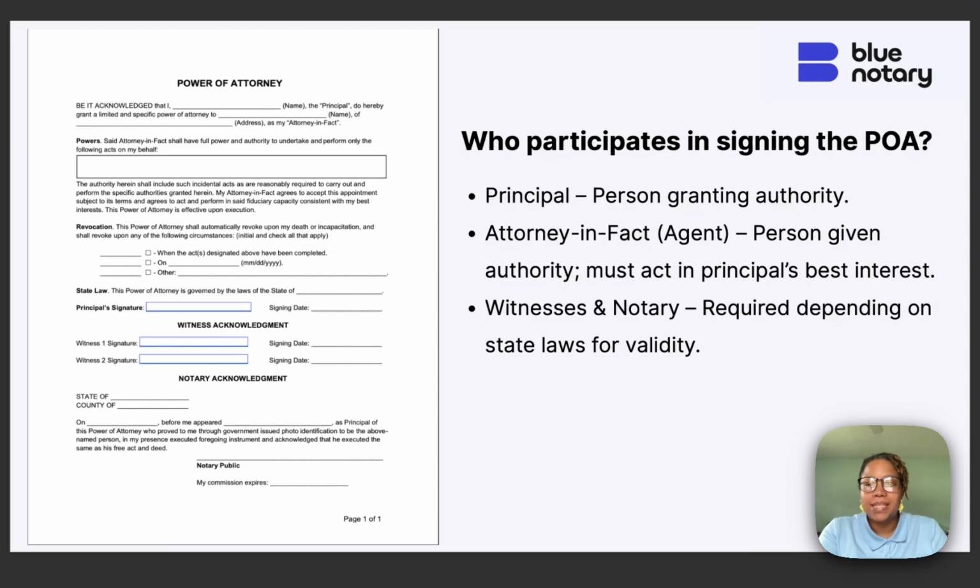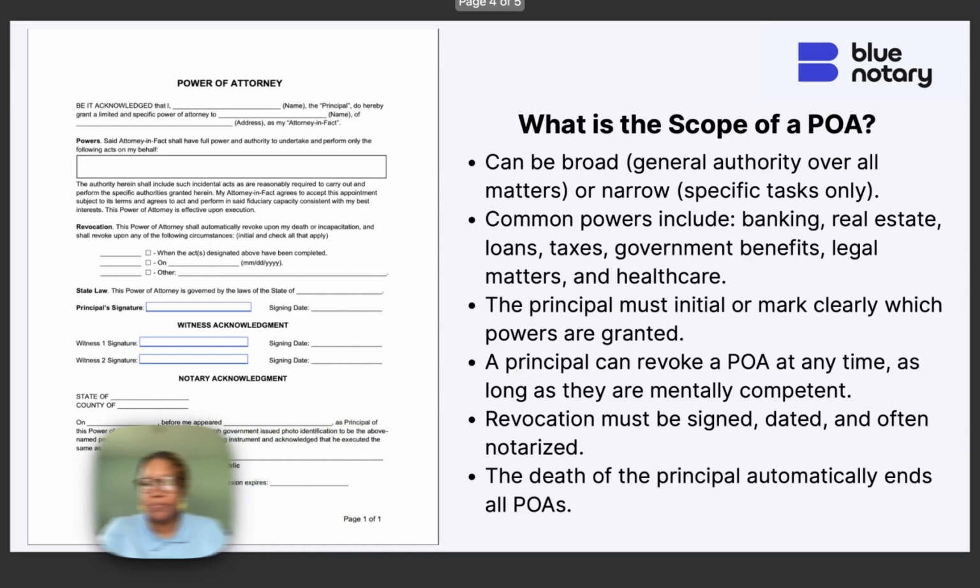So who participates in signing a power of attorney form? So there's the principal, the person granting authority to someone to take care of their affairs, the attorney in fact or agent, the person who is being given the authority to act on behalf of a person. And then there are witnesses who need to see the signing of the document that the principal is giving their attorney in fact or agent control of their affairs, and of course, the notary who's going to sign.